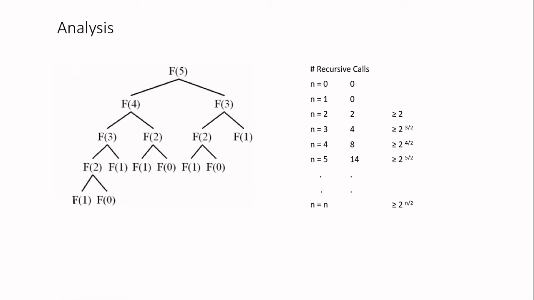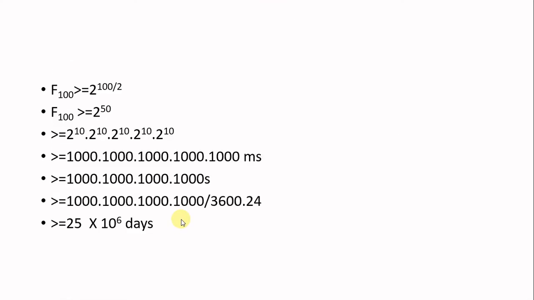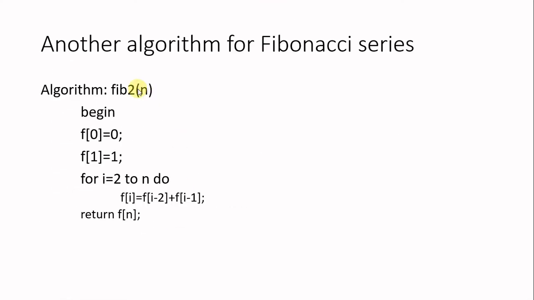So let us see another algorithm for Fibonacci series, that is Fib2 of n. Begin: f of 0 is 0, f of 1 equal to 1, for i is equal to 2 to n, do f of i is equal to f of i minus 2 plus f of i minus 1, then return f of n.